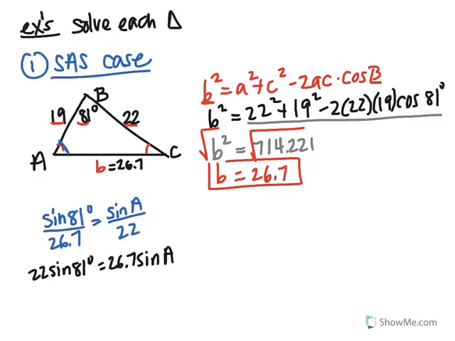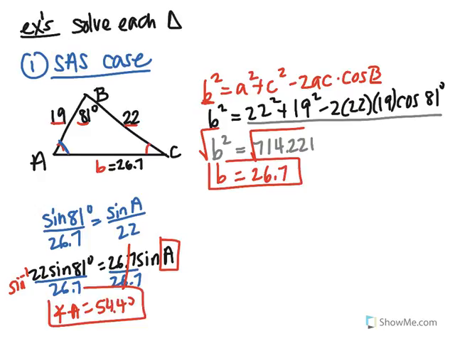After we cross multiply, we're going to get sine A by itself. So we divide out the 26.7, and then since we want to find angle A, remember whenever we find an angle, we do sine inverse of this whole thing on the calculator. And angle A should end up being 54.4 degrees.